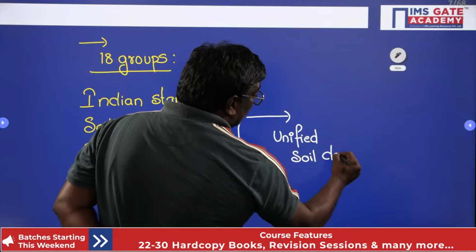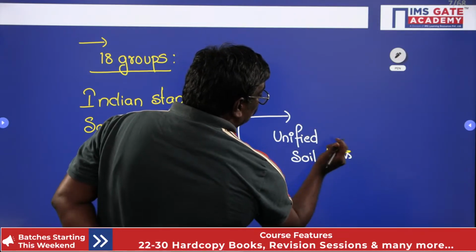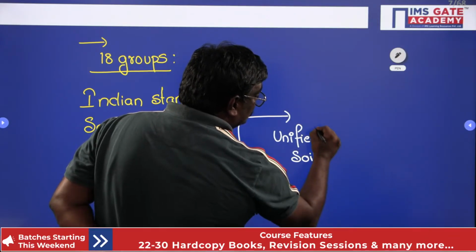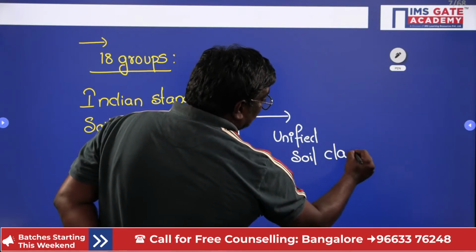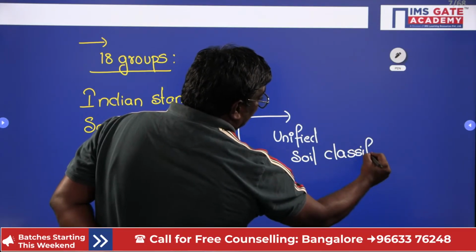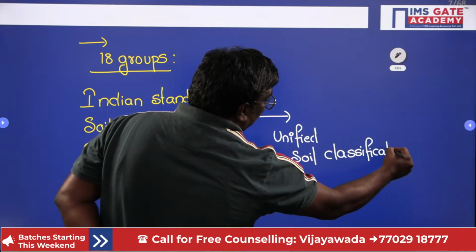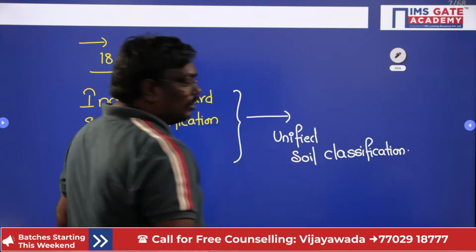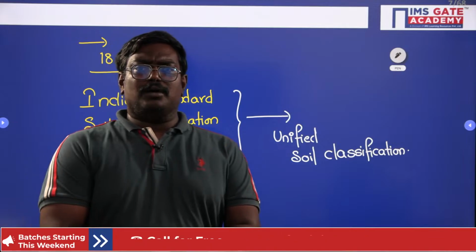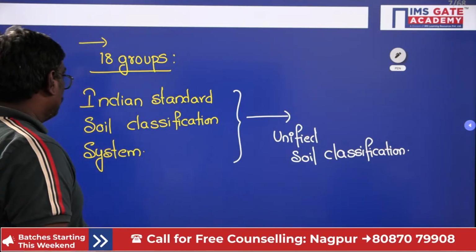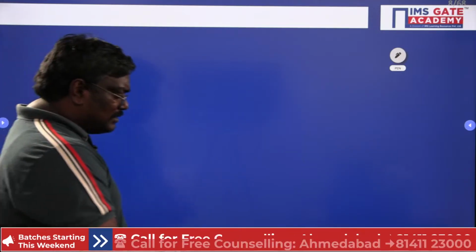So, the Indian Standard Soil Classification System also depends on the same parameters, that is grain size distribution, plasticity characteristics, and also compressibility. Okay, is this clear for you now? I hope you are clear. Now let us see, students, let us understand the term.